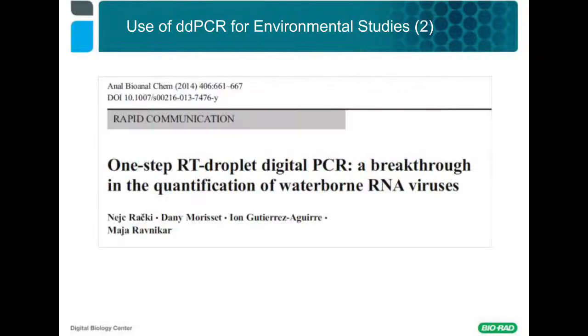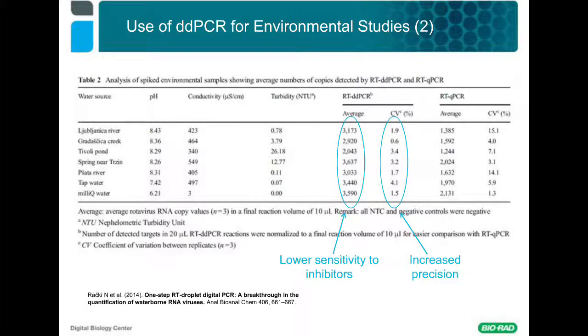The next paper was published by Dr. Rachi and collaborators and used digital PCR to detect and quantify waterborne RNA viruses in different types of water samples. In this study, Dr. Rachi and his team took water samples from different rivers, streams, and lakes and tested them for all the different environmental parameters, pH, color, conductivity, turbidity, and analyze them in parallel by RT-ddPCR or RT-qPCR.